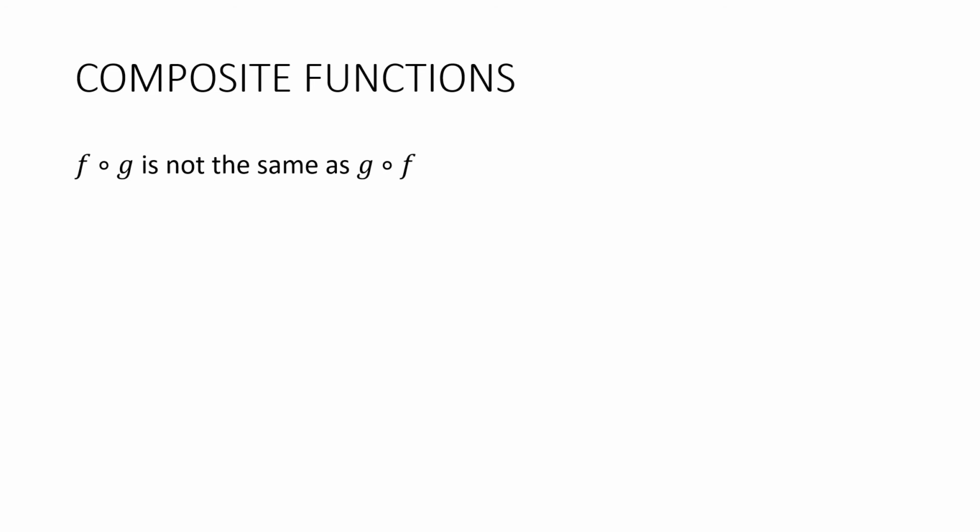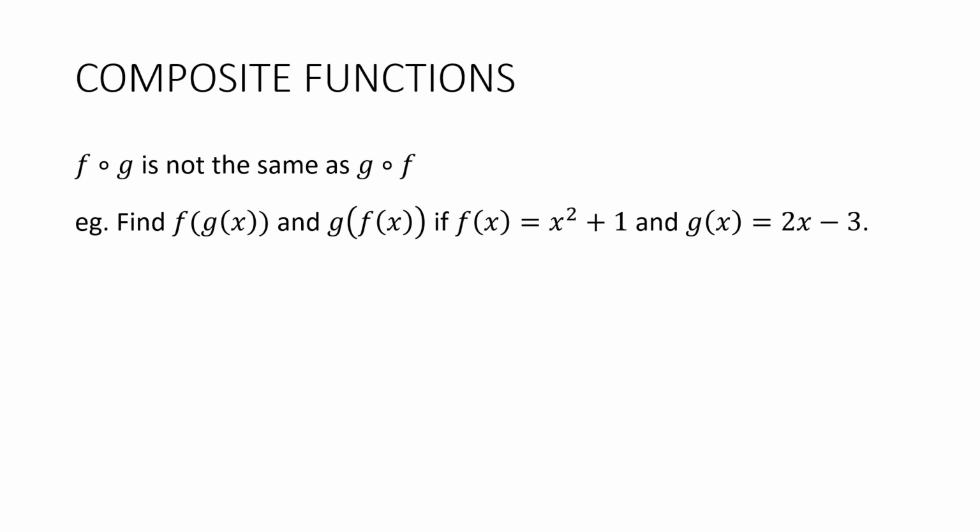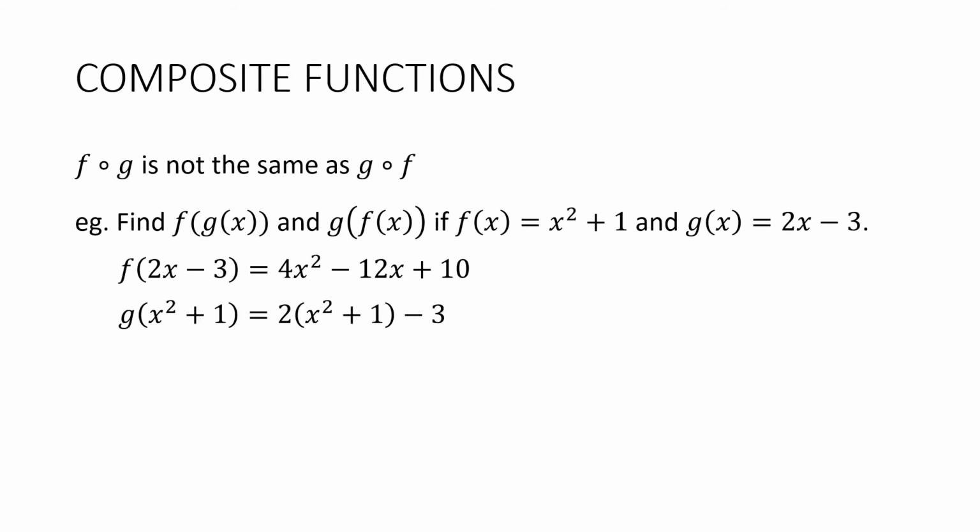Now, f of g is not the same as g of f. Okay? So they are different things. Don't assume that they are the same. Let's have a look at one. So find f of g of x and g of f of x, if f of x is x squared plus 1 and g of x is 2x minus 3. So we've already found the first one. There it is. Now we're going to find the reverse. So it's going to be g of f. So instead of the x here, I'm going to put x squared plus 1 in there. So that'll go in there. Tidying it up, and I get 2x squared minus 1. So yeah, they're not equal.